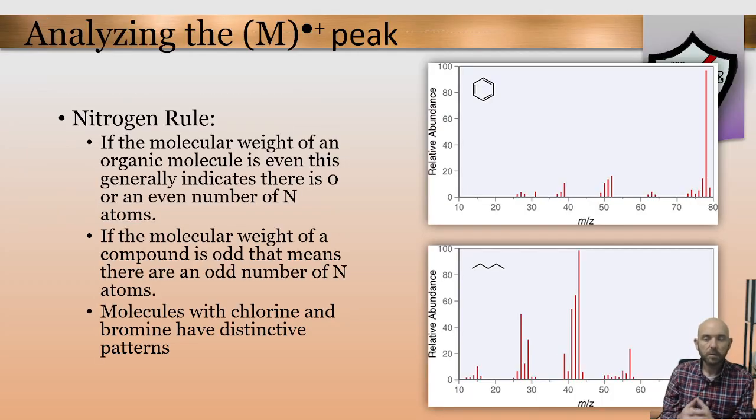So, a little bit more about the information that you have when you were able to identify the molecular ion peak, and what you know once you know the molecular weight of an organic molecule. Something you may not realize you now know is whether or not there are nitrogen atoms present in even or odd amounts.